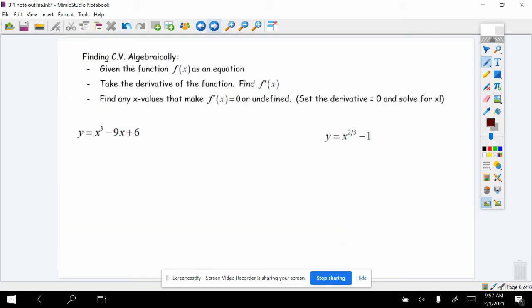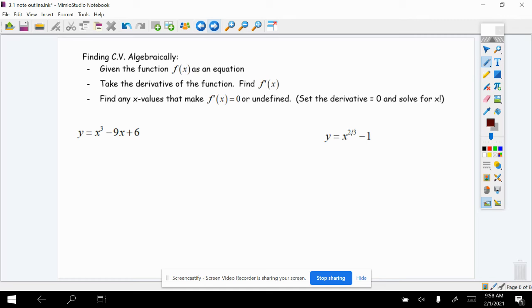So if I want to find them algebraically, kind of three things happen here. First of all, you have to be given the function. So instead of a picture, you're actually given an equation. Then you have to take the derivative of that function, because we know critical values are places where the derivative is 0 or derivative is undefined. And then we have to solve that. We have to set it equal to 0, or see, does anything make it undefined, so that we can actually list potential critical values.